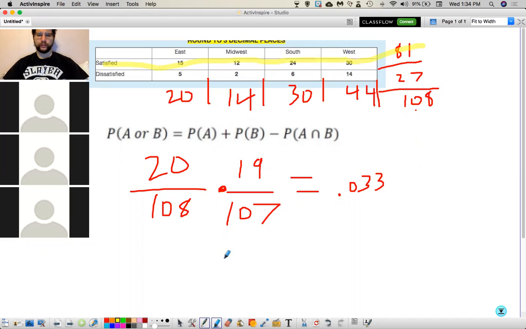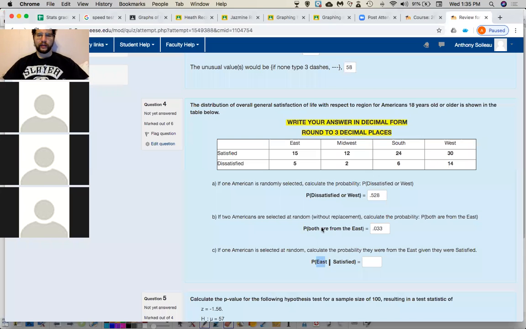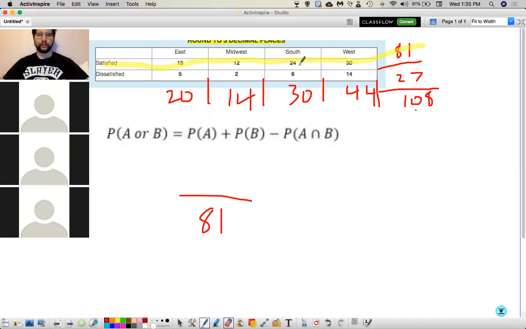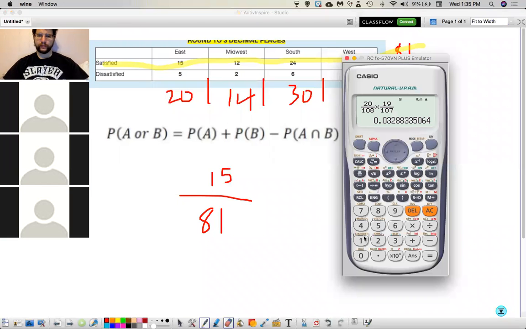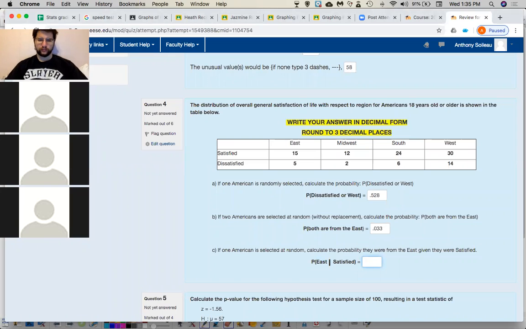in this row. So my total, get rid of this from previous problem. My total is not going to be 108, but it's going to be that 81 because that's how many people were satisfied. We know they're satisfied. 81. Now, how many people were from the east? 15. Boom, that's it. 15 out of 81. 0.185 repeating. So it's just 0.185. And that's how you do that problem.